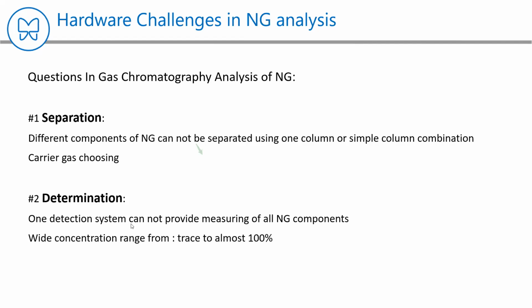Another hardware issue we have in a normal GC is detection. Different components of natural gas need different techniques to be measured. For example, we need a TCD detector to measure oxygen, nitrogen, helium, and we need an FID detector to measure hydrocarbons. In addition, we should add that we have a big variety in concentration. Some components can be at trace level, and some components, like methane, for example, can reach almost 100%.